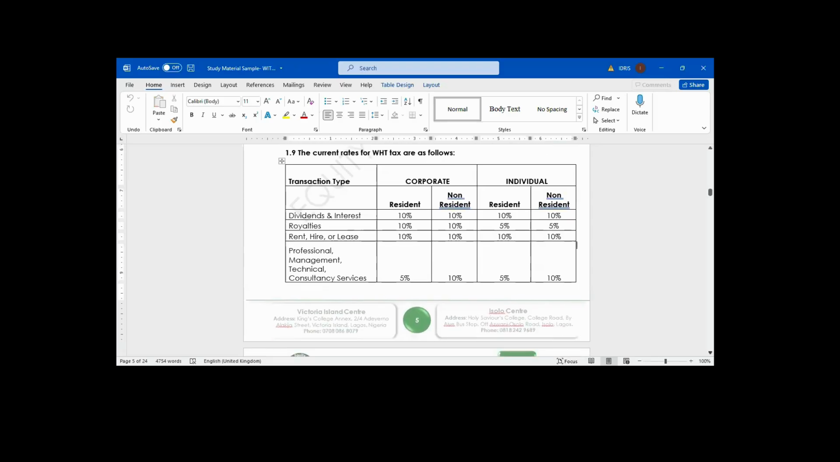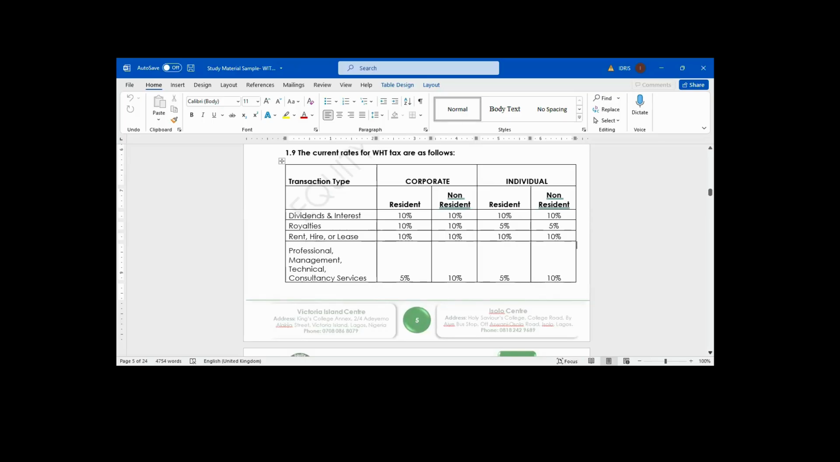Rate of withholding tax. What is the rate of withholding tax? It depends on the nature of the transaction. Dividend and interest: if the receiver of the income is a corporate company, and it's a resident company, the withholding tax rate is 10%. If it's a non-resident too, 10%. If the receiver of that dividend or interest is an individual, a resident, 10%. If it's a non-resident, 10%.